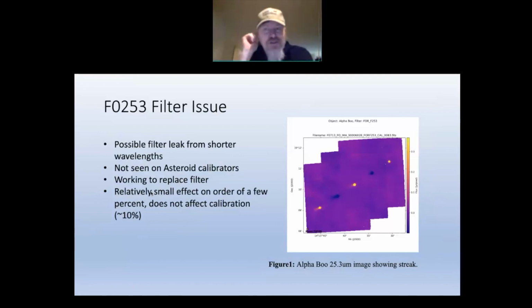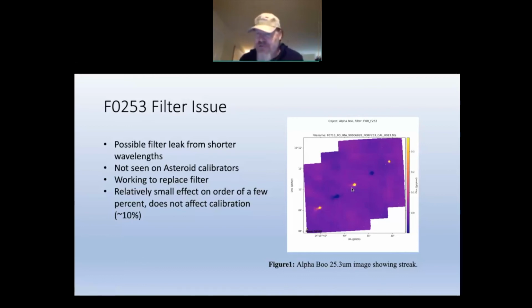This is an issue which has become more of a problem recently. This is the F0253, the 25.3 micron filter. We're noticing a possible light leak from shorter wavelengths. As you can see here, there's some slight fading structure, slight streaky structure on one side of the star. This is a standard star, Alpha Boo. One of the reasons we think it's a light leak is we don't see this on the asteroids at the same wavelengths.